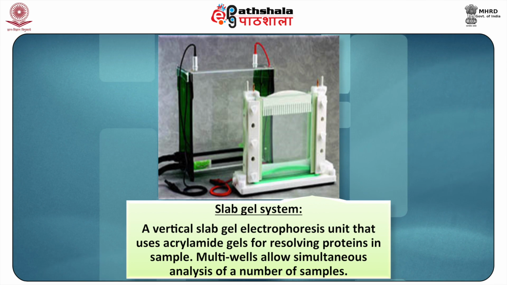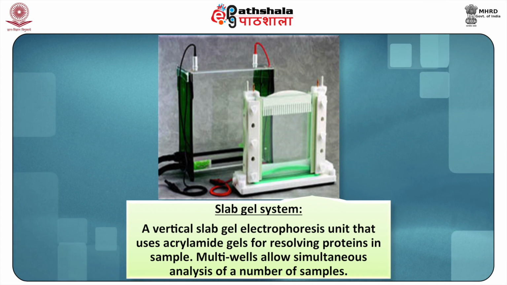Here we have again shown the tube gel system. Gel is casted within the capillary tubes seen in the system and is used for electrophoresis. This figure shows the slab gel system, a vertical slab gel electrophoresis unit that uses acrylamide gels for resolving proteins in the sample. Multi-wells allow simultaneous analysis of a number of samples.